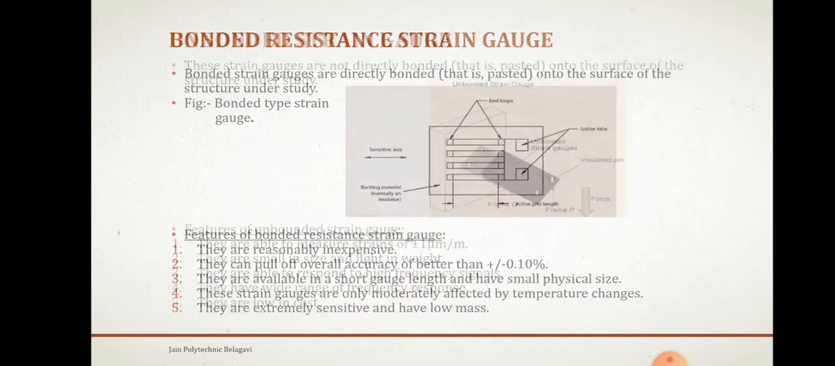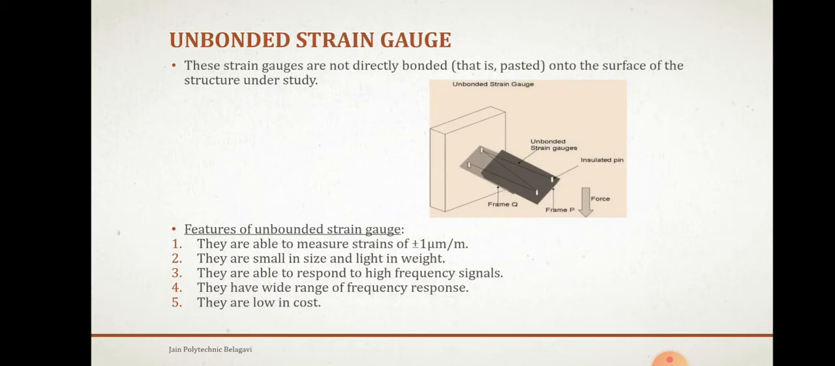Next, we will be seeing unbonded strain gauges. These strain gauges are not directly bonded onto the surface of the structure under study, whereas bonded ones are directly bonded on the surface. Here you can see the diagram of an unbonded strain gauge. So how is it done?